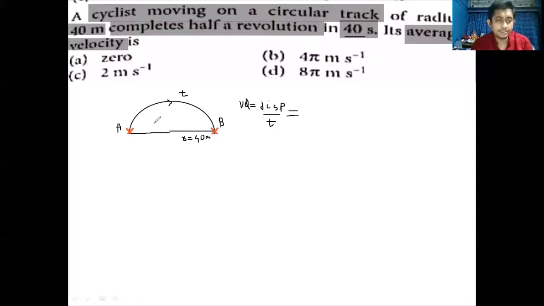So diameter means it is R plus R, that means the diameter is 2 times R. So the displacement of the cyclist is 2 times R divided by time T. And what is T? T is 40 seconds. So it is 2 into R, which is 40, divided by time, which is 40. 40 gets cancelled out. So the correct answer is 2 meters per second. Option C. Right.